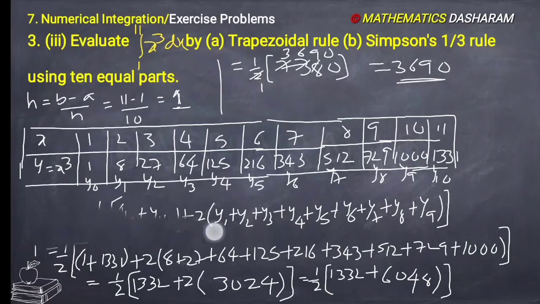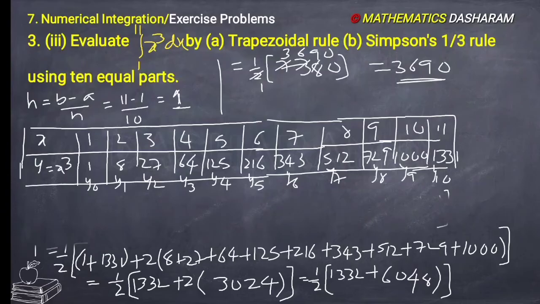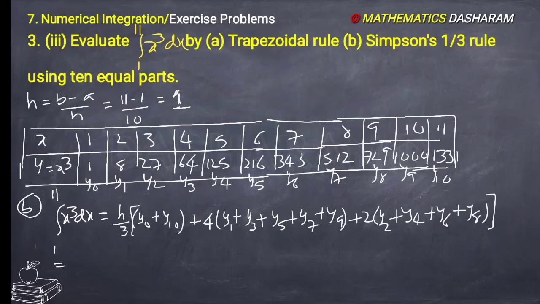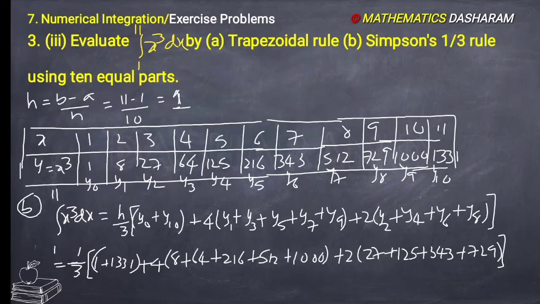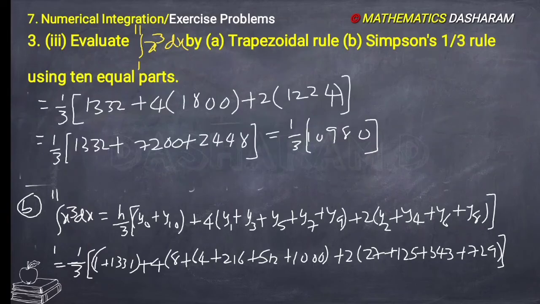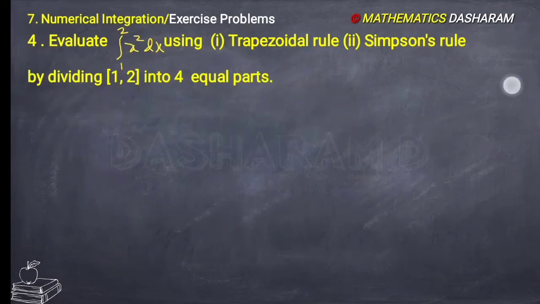Next to B, that is Simpson 1 by 3rd rule. H by 3 bracket of, now substitute the values. H value 1 by 3 bracket of y0 plus y10. Let us simplify this. So 3 ones are 3, 3 threes are 9, 1 remainder, 3 sixes are 18, 1 remainder, 3 sixes are 18. So 3660 is our required answer.